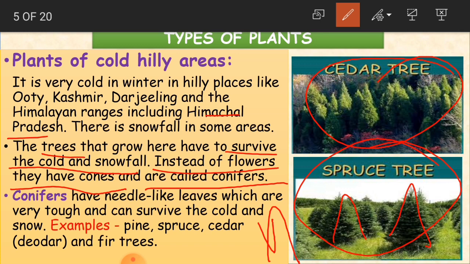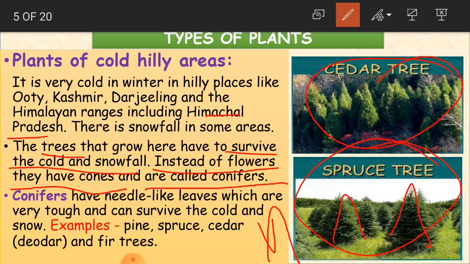Conifers have needle-like leaves which are very tough and can survive the cold and snow. The leaves of these trees are like needles. You have an idea of a needle, very sharp and thin. This type of leaves is very tough, very strong, and they can survive the cold and snow in the weather.